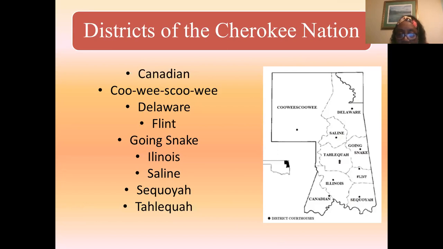the Cherokee Nation. And in the smaller map at the bottom, you see what's now the whole state of Oklahoma, and you see where the Cherokee Nation fits in. But you see the Canadian district, the Kewaskum district, Delaware, Flint, Going Snake, Illinois, Saline, Sequoia, Tahlequah. It's important to understand where they live within the boundaries of the nation that they were part of.